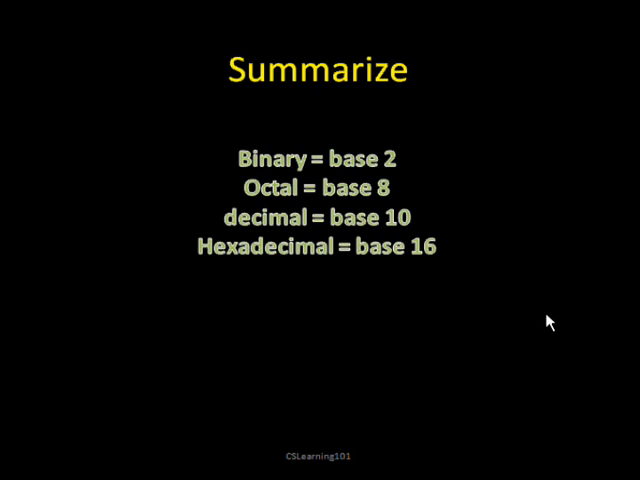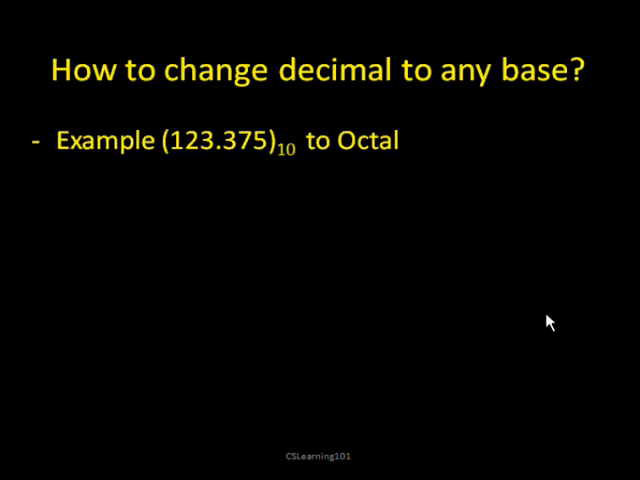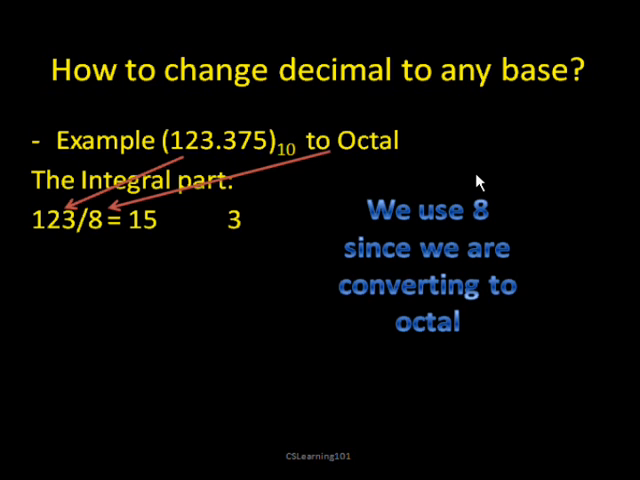Okay, now we showed how to change different numbers to decimal. How do we change from decimal to another base? Well, let's suppose we want to change this number 123.375 to an octal number. You would divide by the base that you have.